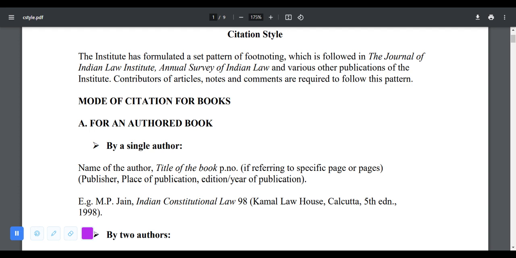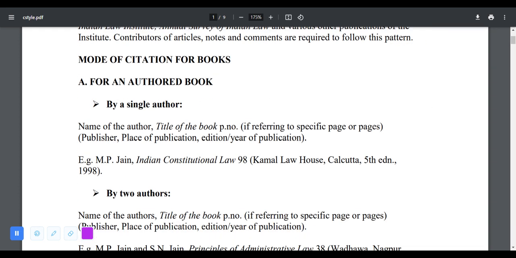To acknowledge the source, we have to follow this kind of format suggested by ILI, where you have to provide the name of the author first of all. If you are providing a statement from a single authored book, a book written by a single author, the format will be as follows.